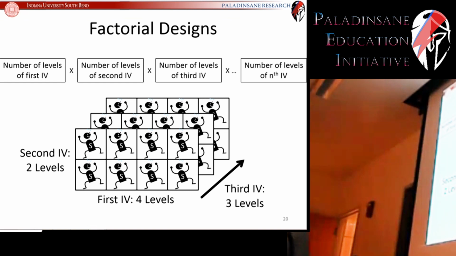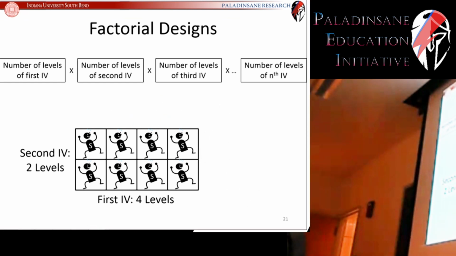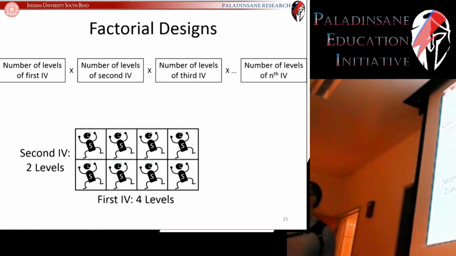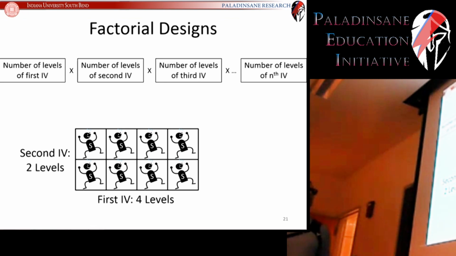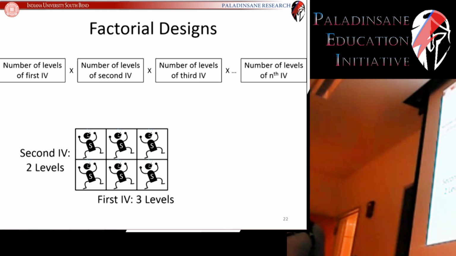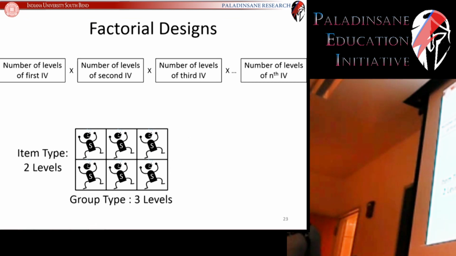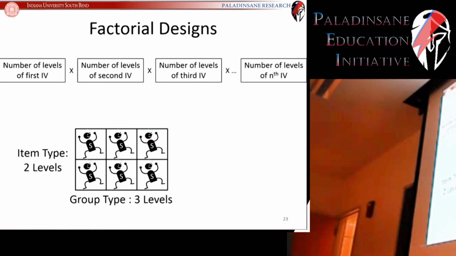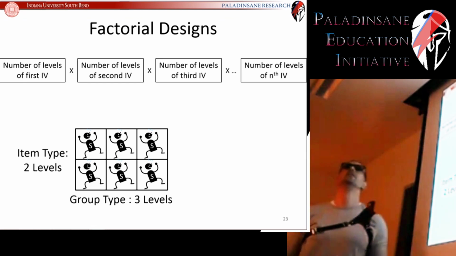All right, just to give you one last example of this, our study that we did on false memories and group size was a factorial design. We had one independent variable that had 3 levels, that was group type. We had a second independent variable that had 2 levels, that was item type: was it a correct item or was it a false memory critical item? So we had 6 unique combinations in a 2 by 3 factorial design.